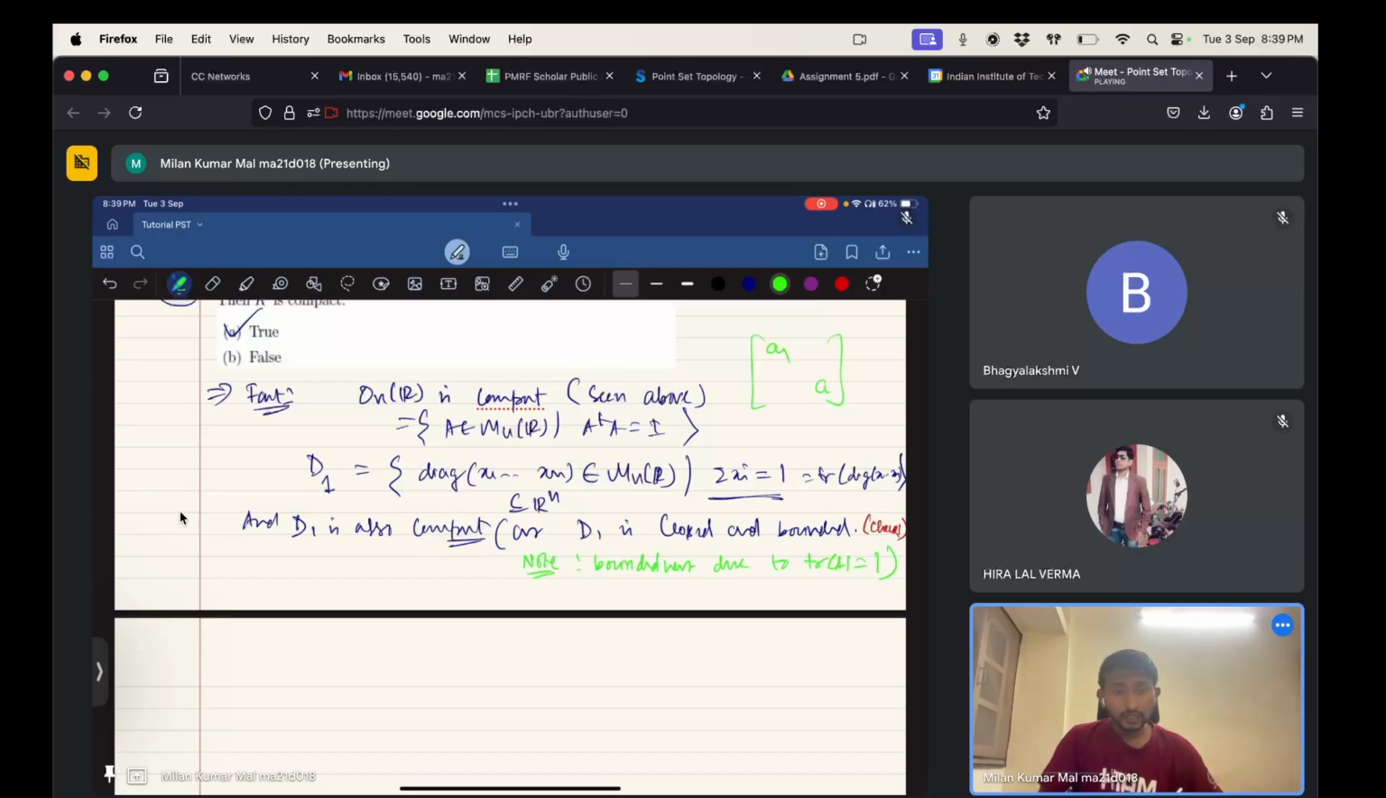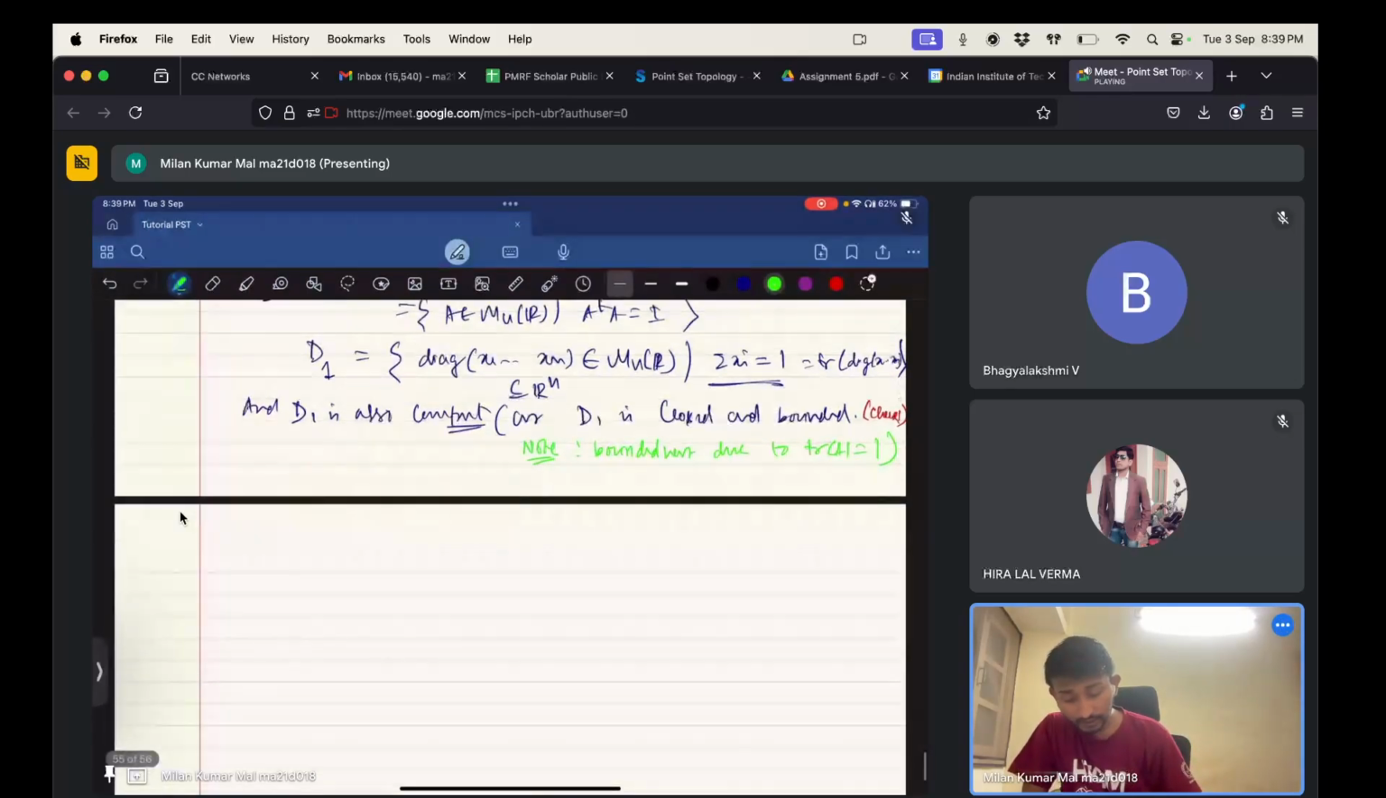But that space need not be bounded, because I can take diagonal elements as large as I like. So why should that be bounded? But if I write that the trace of the diagonal matrix is 1, then it is necessarily bounded. So that's why D1 is compact.